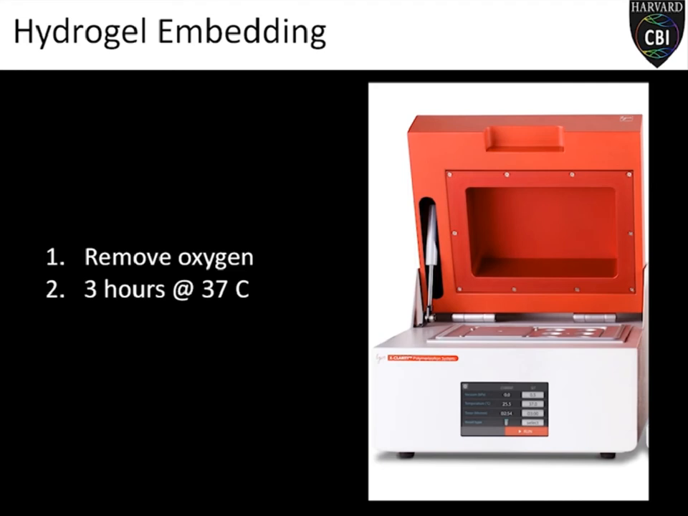So this is an example of one of Logos's polymerization systems for doing this. You essentially have your sample in a Falcon tube or a multi-well plate. And this system is just a vacuum chamber that removes all of the oxygen so that you don't have to worry about that. And then it heats things up to 37 degrees.